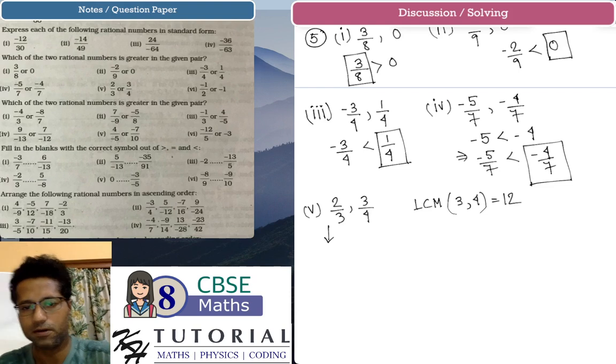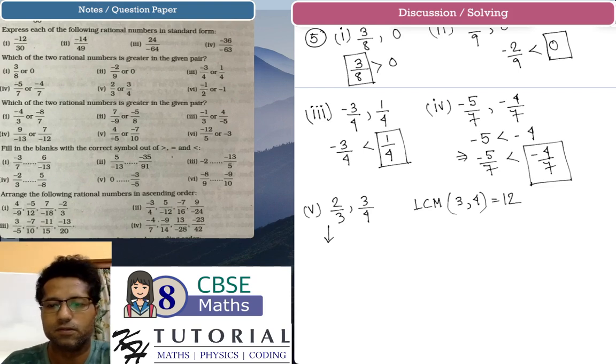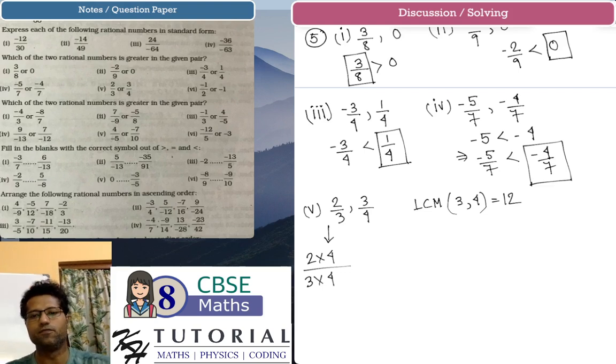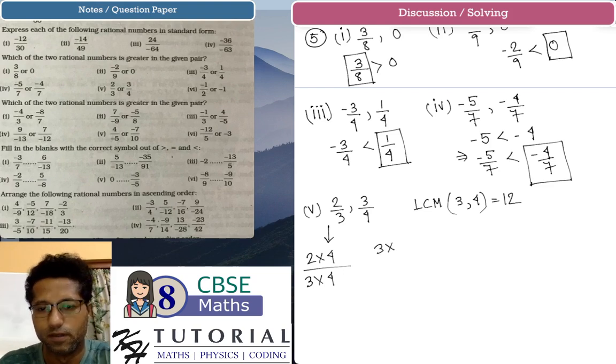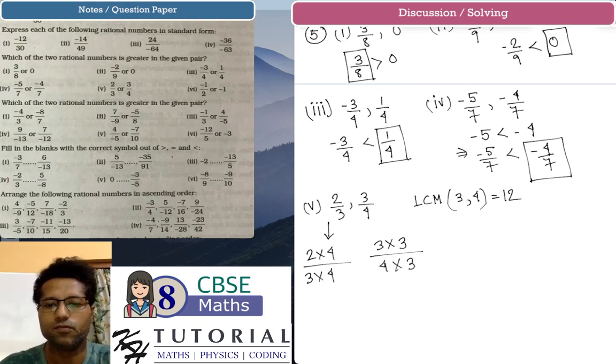Because to convert the denominator 3 to 12 we have to multiply it with 4. So 2 by 3 becomes, its equivalent rational number is 2 into 4 divided by 3 into 4. Similarly, if we convert the rational number 3 by 4 to its equivalent form so that the denominator becomes 12, we have to multiply both the numerator and the denominator with 3. Why 3? Because to make the denominator 4 to 12, we have to multiply it with 3. That is the reason we have to multiply both the numerator and the denominator with 3. So this becomes 3 into 3 divided by 4 into 3.